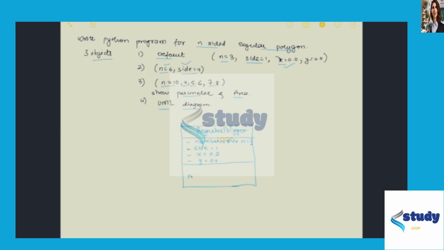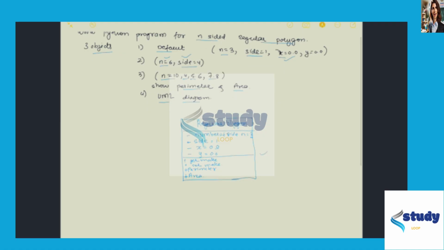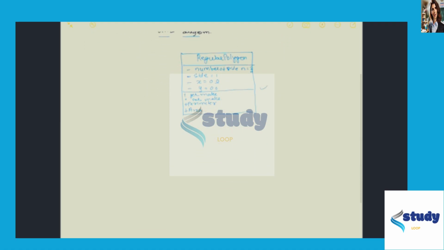One is perimeter, then area, and these must be shown, so we'll write a plus sign. And then we have getter and setter, which are also called accessor and mutator. So we'll name these get and set. Okay, so now we are done with the UML diagram. Let's move to the coding part.